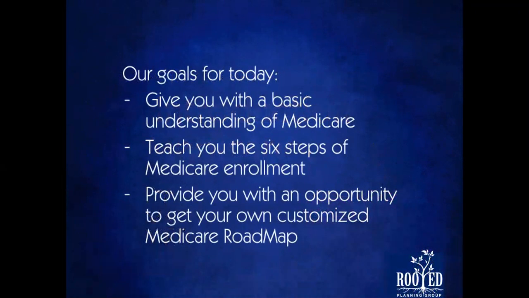We have three basic goals for today's session. The first goal, we're going to give you a basic understanding of Medicare, understanding the difference between Part A and Part B, and the differences between a Medicare Advantage plan and original Medicare with a supplement. Number two, we'll teach you the 6 steps of Medicare and help you understand why taking each step in order is critical to avoiding costly, potentially permanent Medicare mistakes. And number 3, we'll provide you with an opportunity to get your own customized Medicare RoadMap. Let's get started by learning a bit more about what I like to call the Medicare situation.